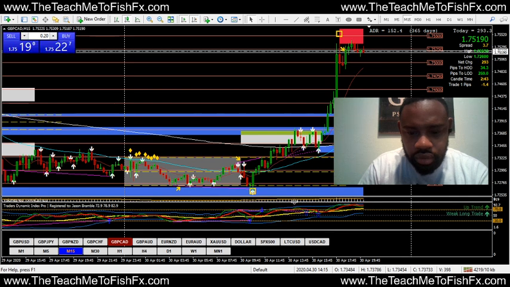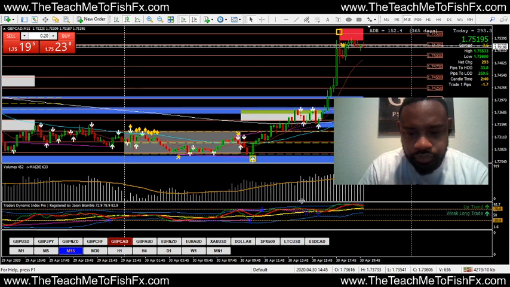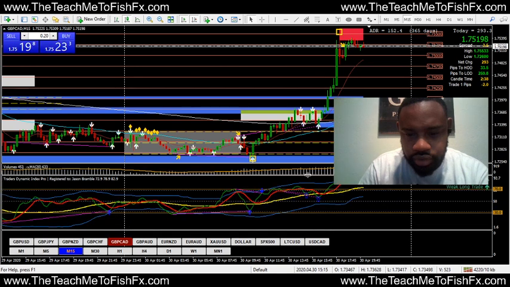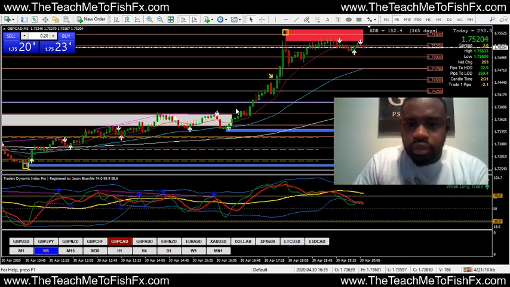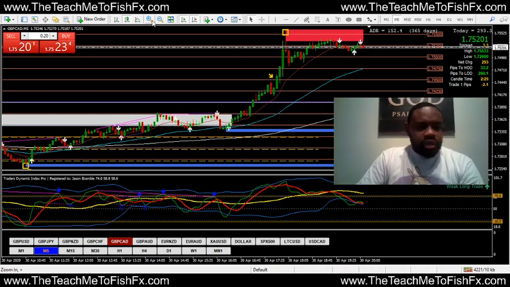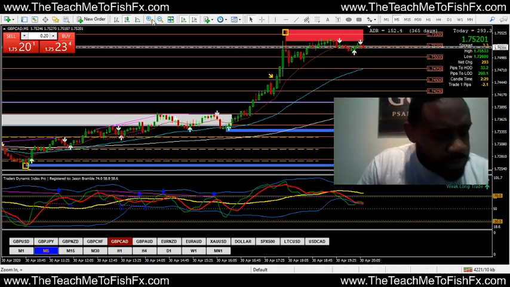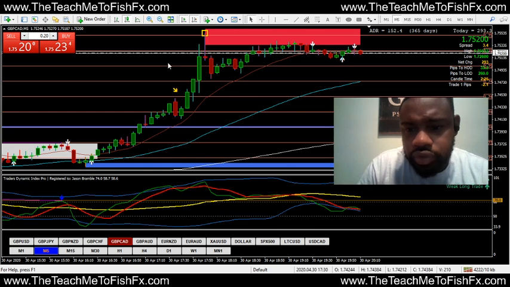Let's make this TDI a little larger so you can see that. We'll switch back over to the 5 minutes so we can just watch our trade. Go to the regular candles. I'll make that a little larger. Okay.